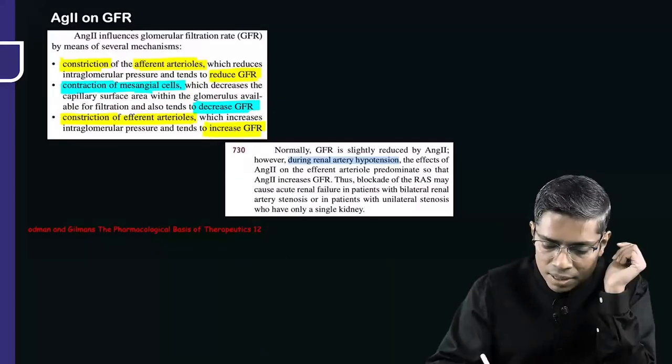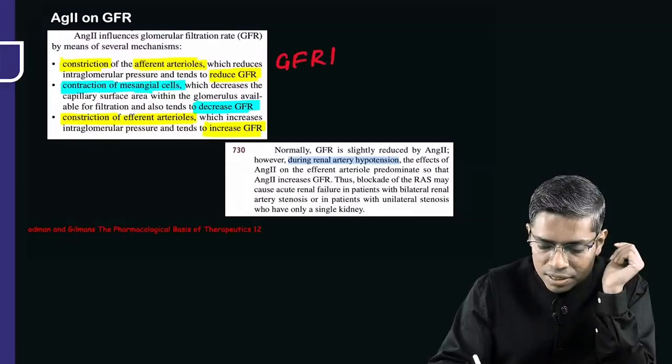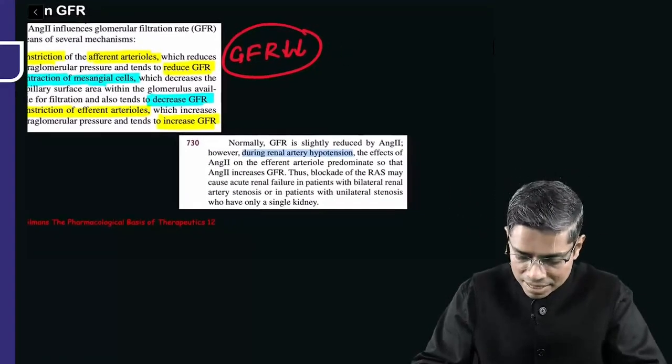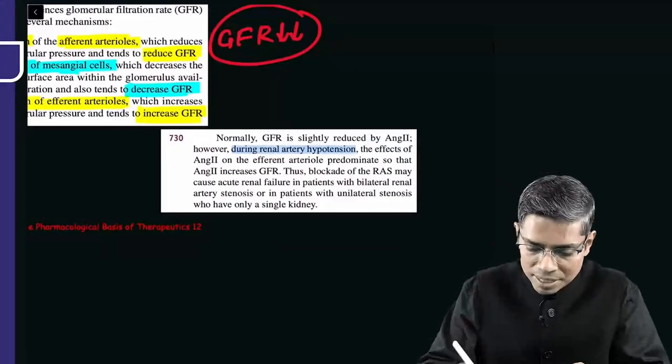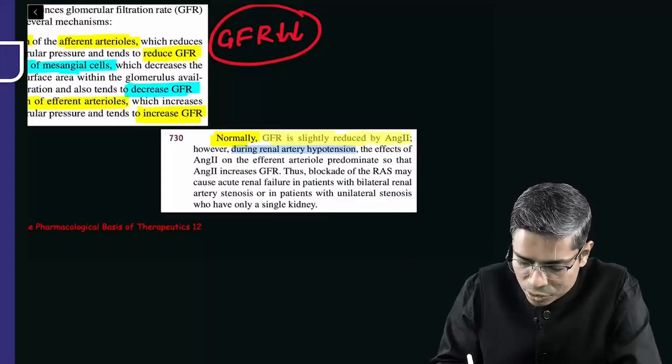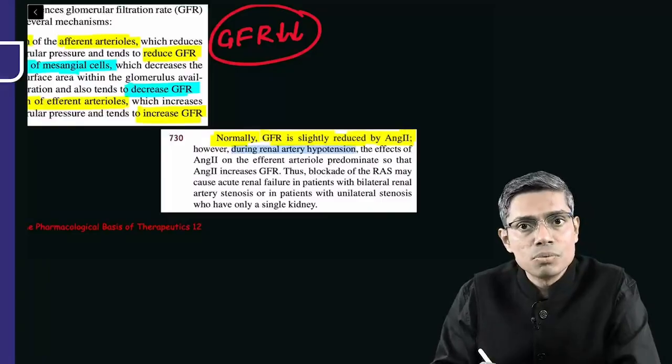What will be the net effect? The net effect will be a reduction of GFR a little bit in normal condition, and that is clearly written in Goodman & Gilman in the next chapter. That is, normally GFR is slightly reduced by angiotensin II. In which condition? Normal condition.